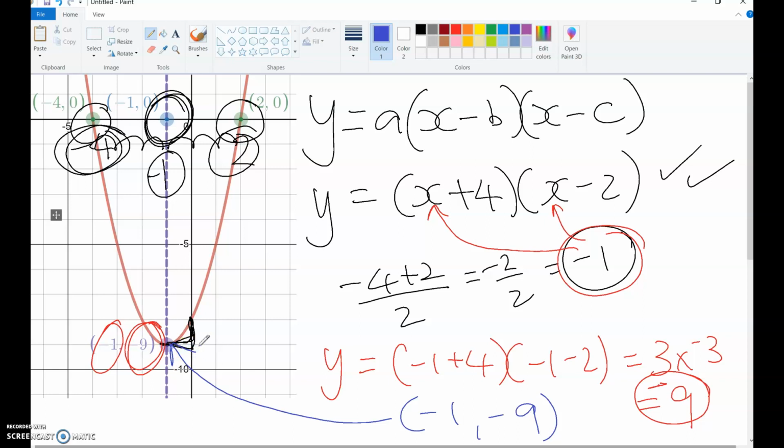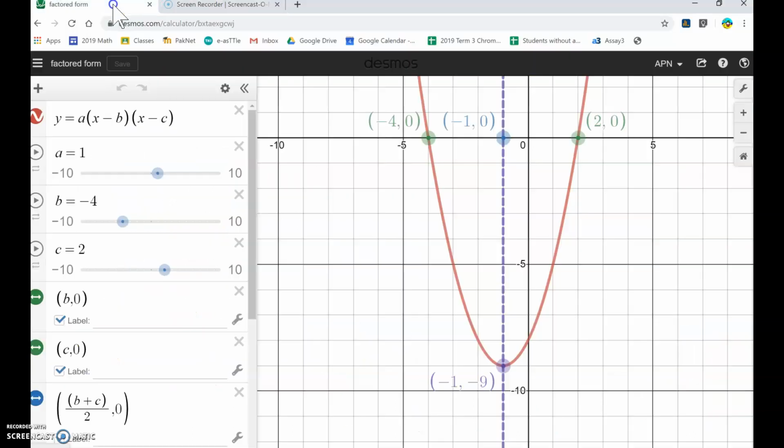Okay, hopefully that makes sense. If we go back to our factored form here, we can see that A was 1, B was negative 4, so that's the x plus 4, and C was 2, that's the x minus 2 here.